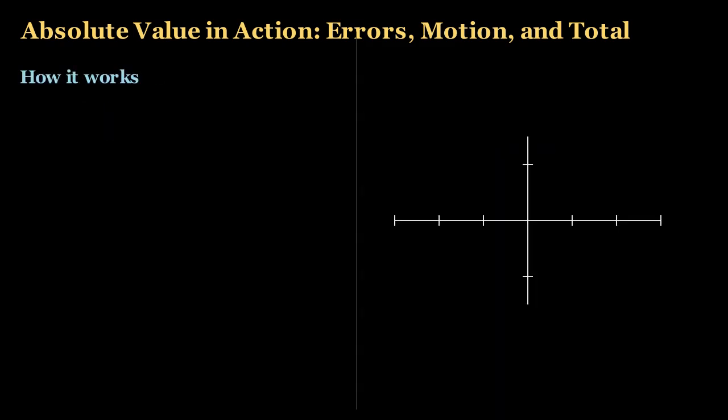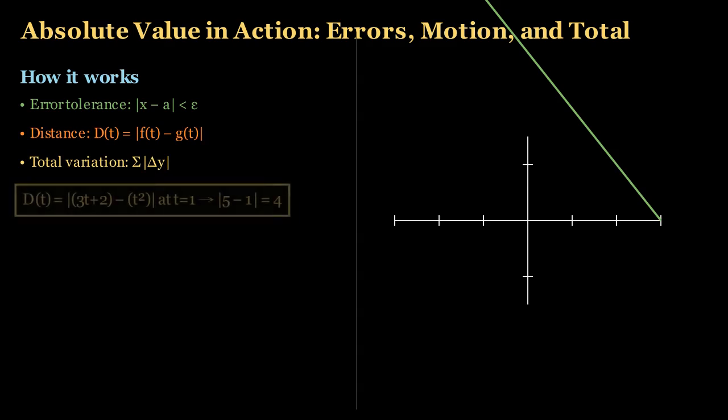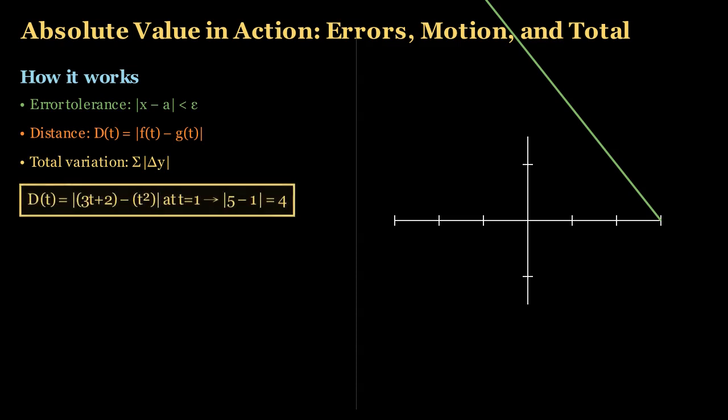For distance between moving objects, imagine two cars with positions given by functions f of t and g of t. At any moment, the gap between them is the absolute value of f of t minus g of t. This works even if they cross paths, because absolute value always gives a positive distance. For total variation, we break a journey into tiny time steps. At each step, the change in position is delta y. We take the absolute value of each delta y and add them all up.